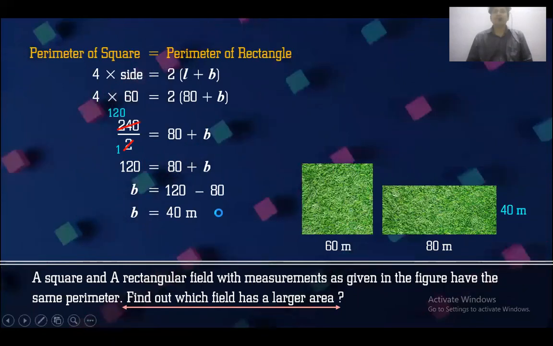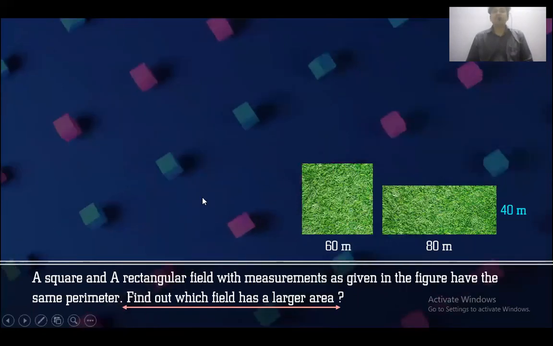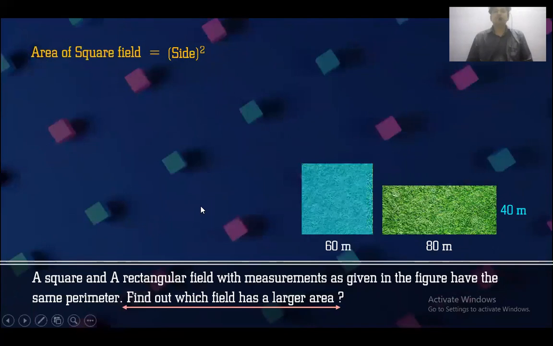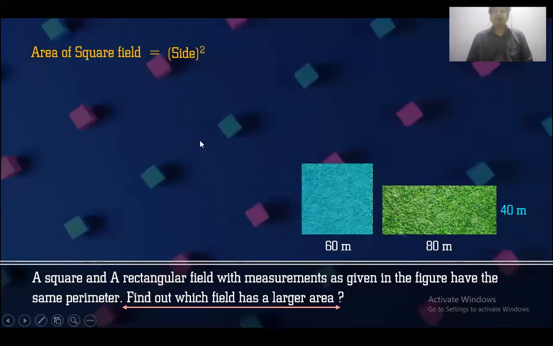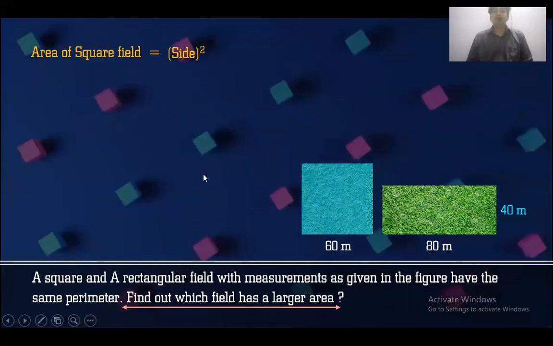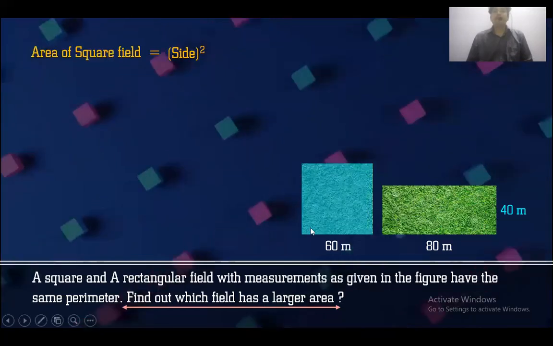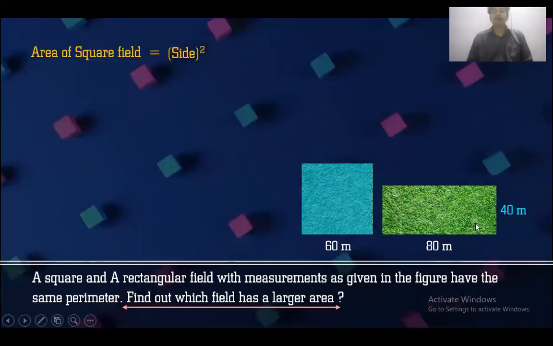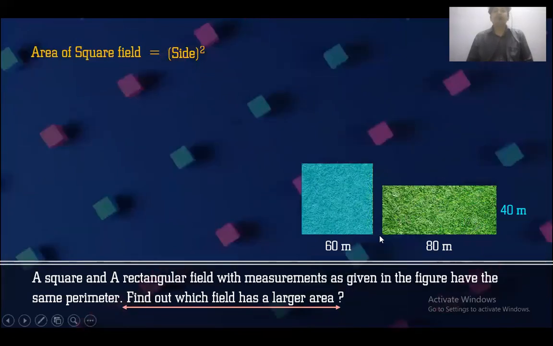But now the question is not just finding the breadth. They have asked us to find which area is larger. So in order to find which area is larger, we need to find the area of the square separately and the area of the rectangle separately, and then we'll compare the values to see which one is larger.